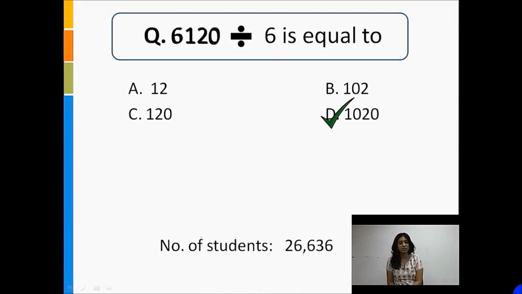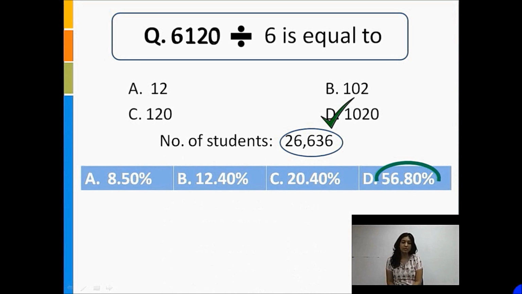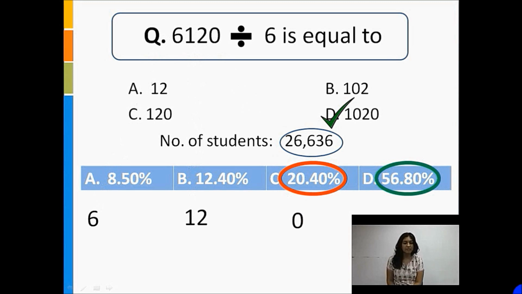Looking at the performance data of over 26,000 students, we can see that only about 57% of the students selected the correct option. 20% of the students selected option C, that is 120. How did students arrive at this answer? It is likely that students see 6,120 in three parts, 6, 12 and 0. By dividing each of these parts by 6, they got option C, that is 120.